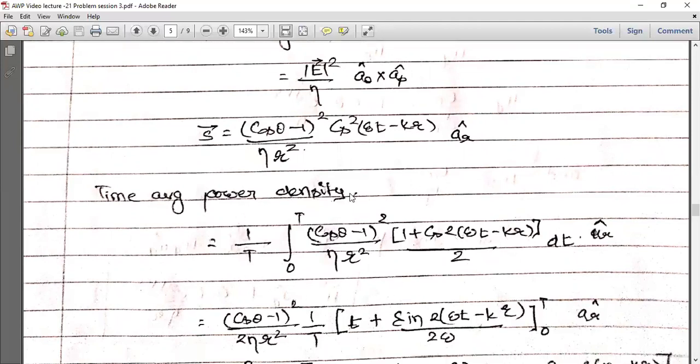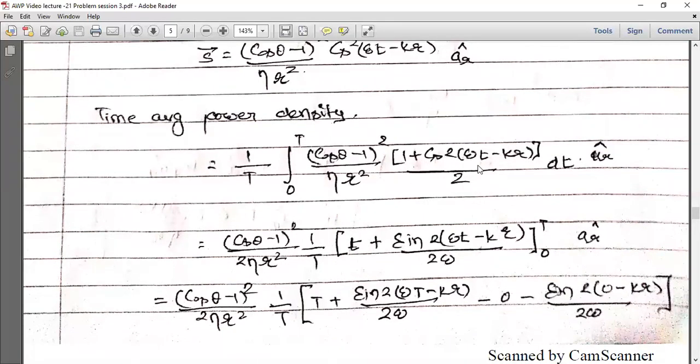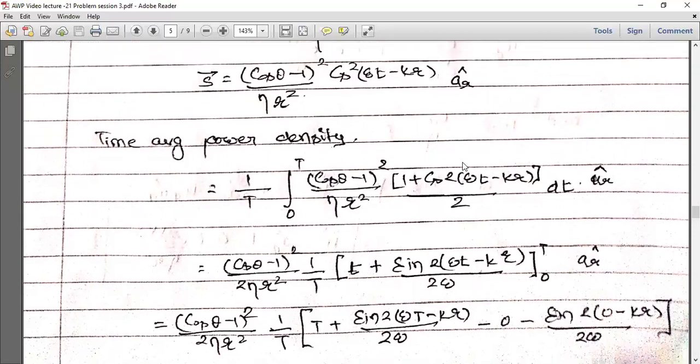When you perform the integration, it is simpler. With respect to t, cos theta minus 1 upon r square eta is constant, 2 is also constant, and 1 upon T is there, so you keep everything outside. You have to integrate just cos square omega t minus kr, which can be written as 1 plus cos of 2 omega t minus kr. When you integrate with respect to t, integration of 1 will give you t, and integration of cos of 2 omega t minus kr will give you sin of 2 omega t minus kr. When you substitute the limit from 0 to T, small t becomes capital T.